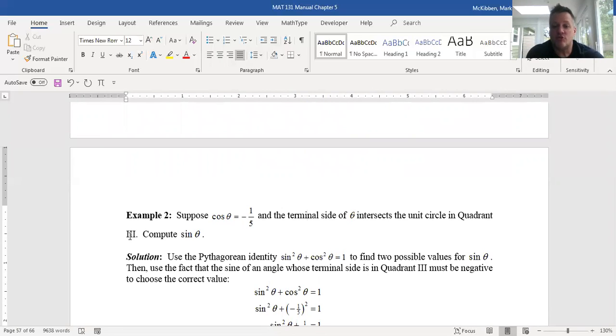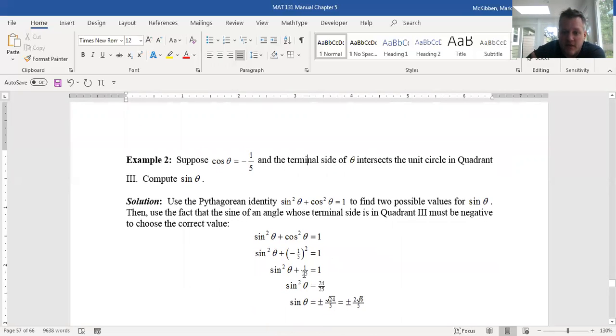Given those two pieces of information, I want you to find the sine of that angle. And so what you immediately do, if you know that's true, is go to the Pythagorean identity, because we're trying to find the sine of theta, but plug in negative 1/5 for cosine. I square that and I subtract it from both sides.